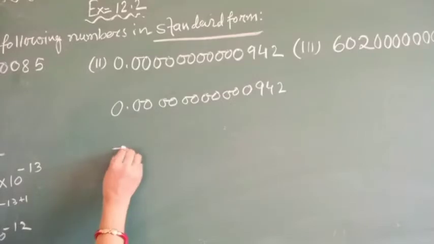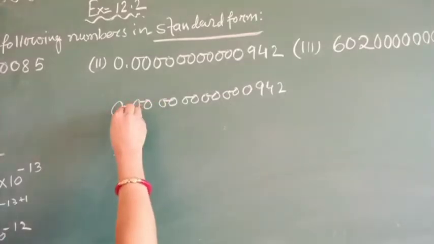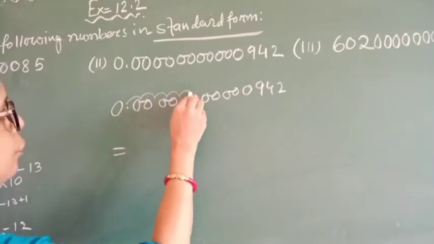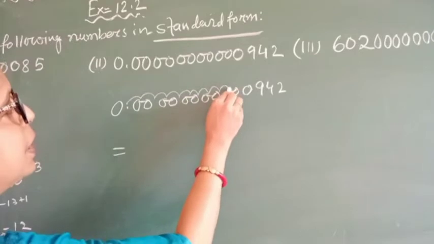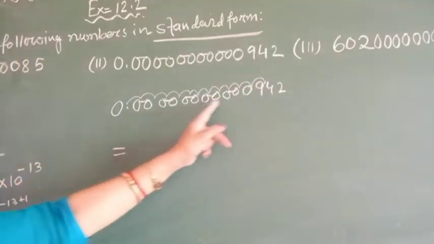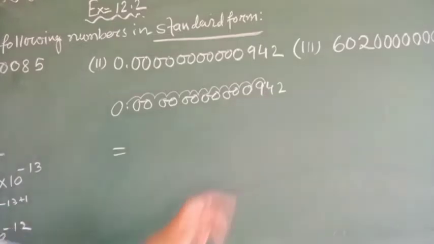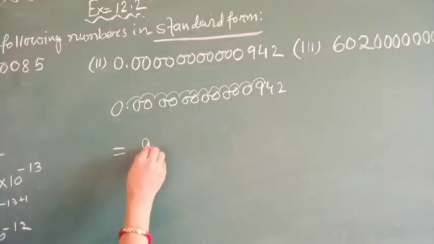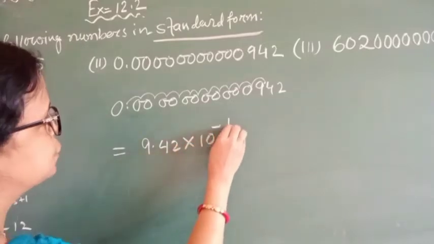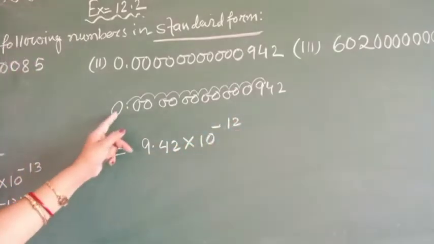So what will the number be? The point will move to the right side. How many places is it moving? 1, 2, 3, 4, 5, 6, 7, 8, 9, 10, 11, 12. So it is moving 12 places. So I can write 9.42 into 10 to the power minus 12. Understood? The point is moving right side.